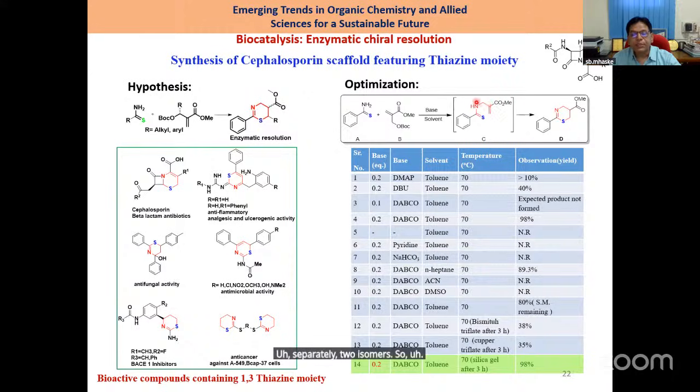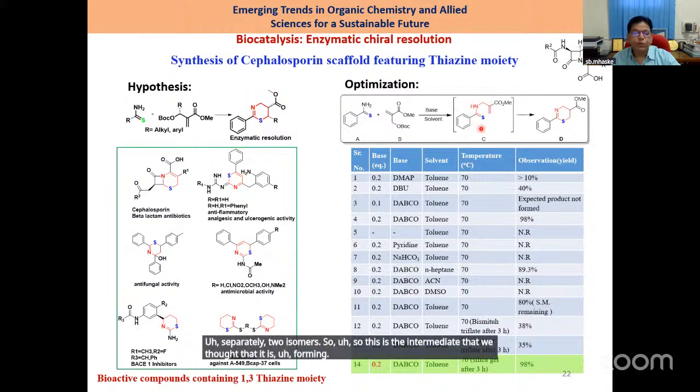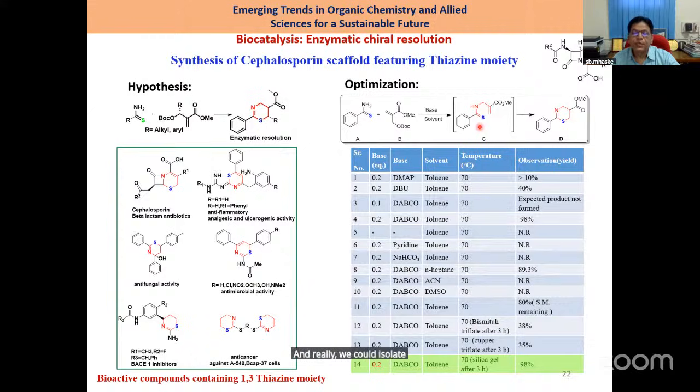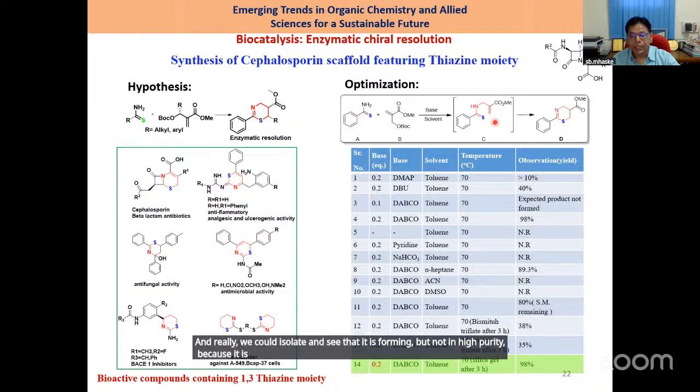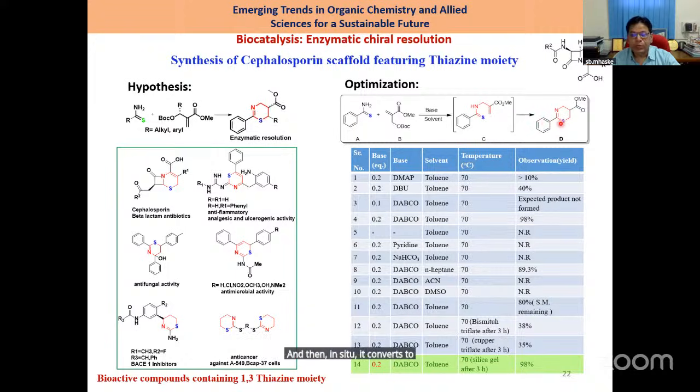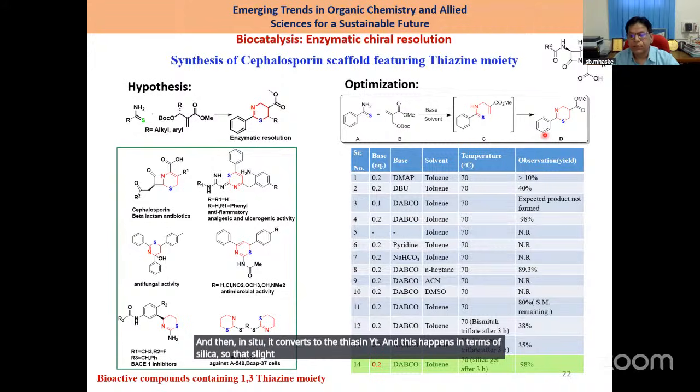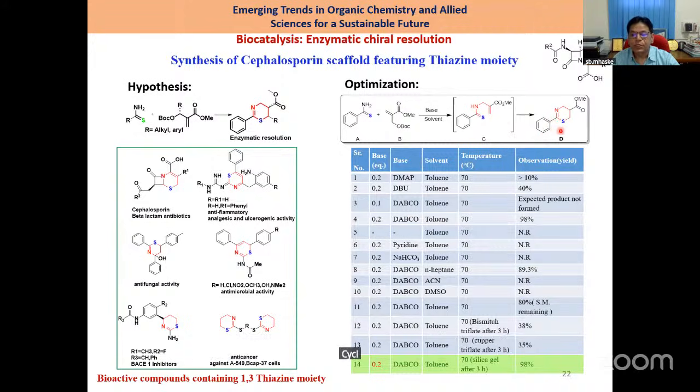So this is the intermediate that we thought is forming, and really we could isolate it and see that it is forming, but not in high purity because it is highly prone to cyclization, and then in situ it converts to the thiazine moiety. And this happens in the presence of silica. So that slight acidity is sufficient to cyclize C to D and get this thiazine moiety, which is commonly observed in the cephalosporin class of antibiotics.